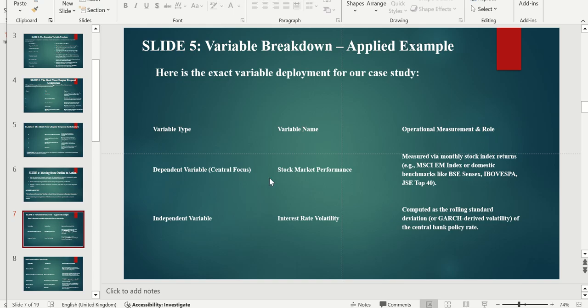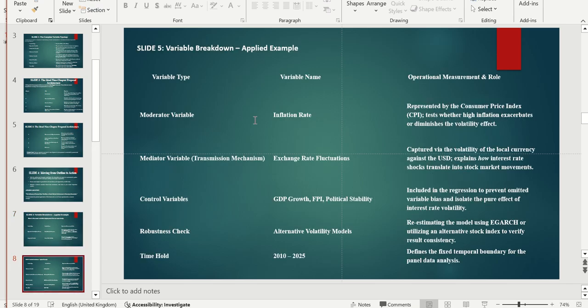Now let's identify the variables. Our dependent variable is stock market performance. Our independent variable is interest rate volatility. And our moderator is inflation rate. The mediator is exchange rate fluctuation. Control variables are GDP growth, foreign portfolio investment, and political stability.